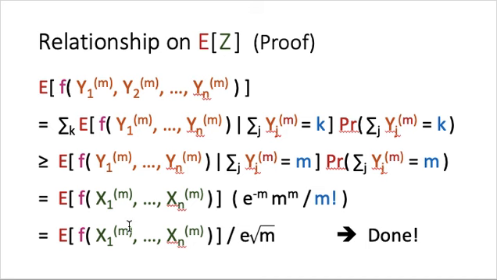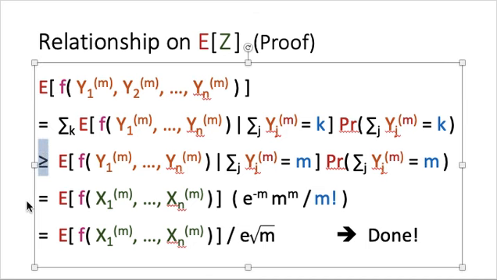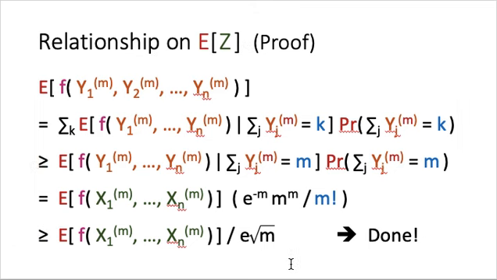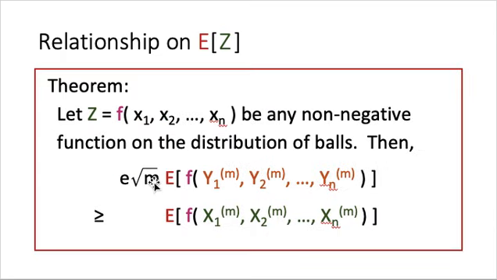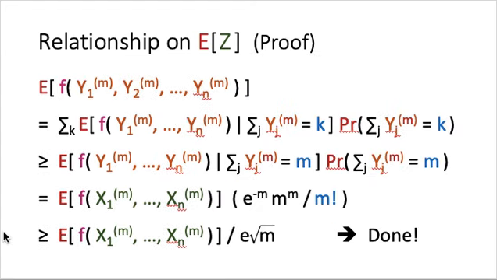After doing the simplification, this is actually another mistake, so this should be greater than or equal to. Then we are done. It is because by translating this term to the left-hand side, we will have e square root m multiplied by the expected value of the random variable in the Poisson case greater than or equal to the expected value of the random variable in the exact case.